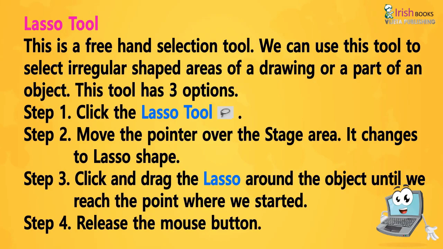Step 3. Click and drag the lasso around the object until we reach the point where we started. Step 4. Release the mouse button.